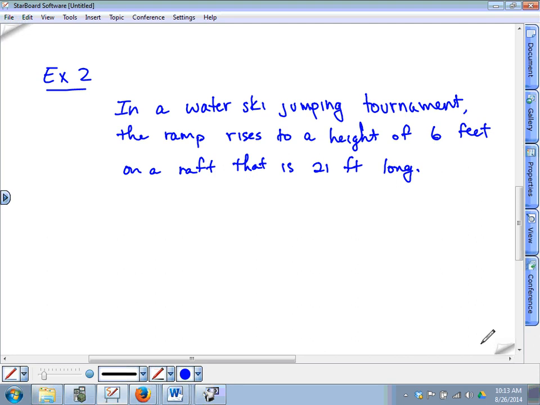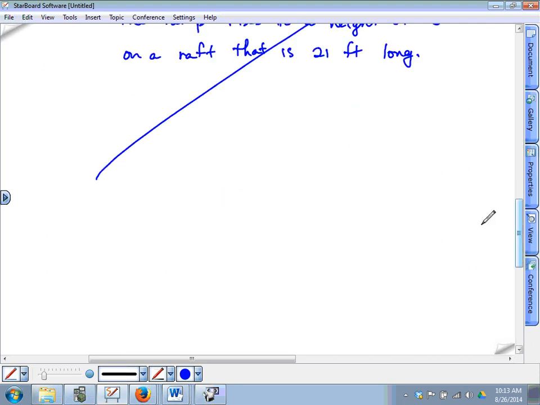It's 6 over 21, which is some fraction. Reduce the fraction: 3 over 7. No, it's not 2 sevenths. Oh shoot, 2 sevenths. Okay, let's find a harder one here. All right, here's a harder one. That's a bad one. Example 3.